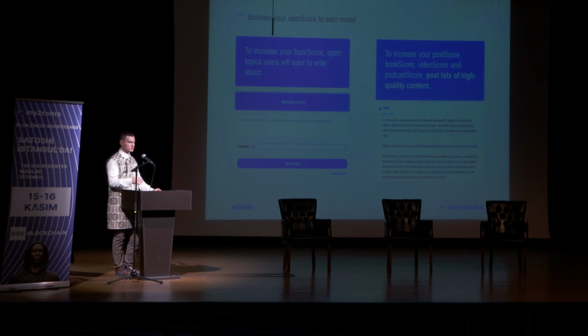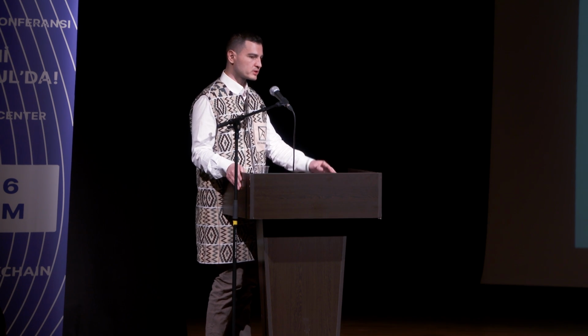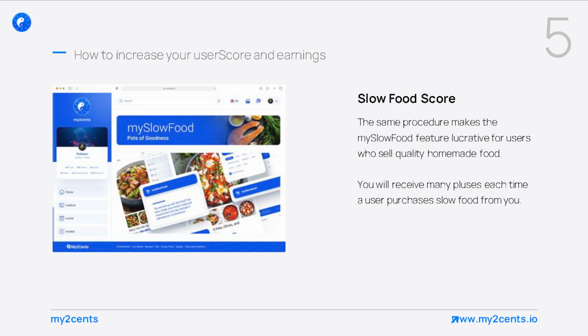If you post text content in the home section, the more pluses you get, the higher your post score will be. My Book is simply where you sell books in the My Book section, and your book score increases when your book is bought, and the purchases are also made through pluses. So the more pluses you get, the more book score you'll get in the My Book section. We have slow food score. If you sell a lot of slow food, you will get a lot of slow food score.